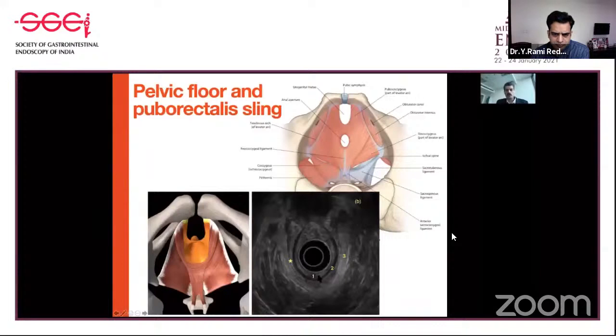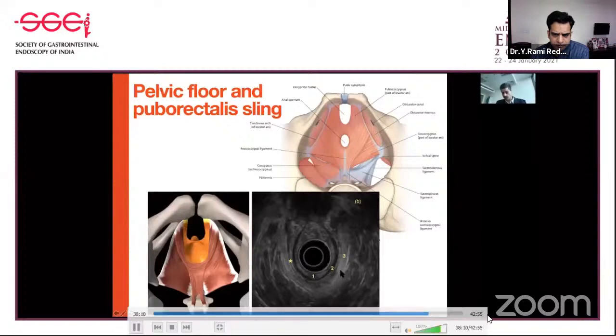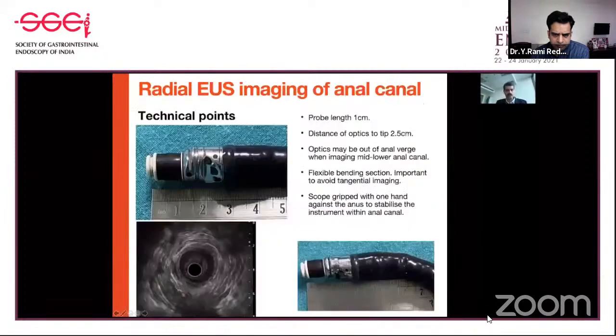Now, layer 1 is the slightly echogenic inner mucosa and submucosa layer. This is the internal anal sphincter. This star is on the conjoint longitudinal ligament. And 3, the hyperechoic layer, is the striated muscle, or the external sphincter.